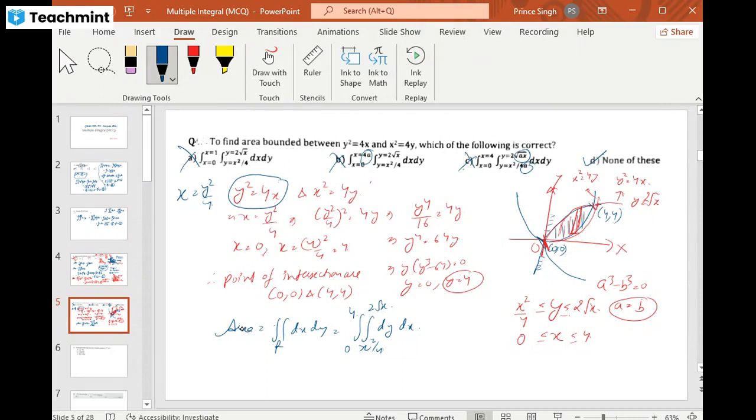In this case, the correct answer is option D, because the limit of y varies from the upward parabola, that is x square by 4, to the right hand parabola y is equal to 2 times square root of x, curve to curve, and boundary to boundary means 0 to 4. This is the limit of x. So this is the representation of this particular area problem in the form of a double integral.